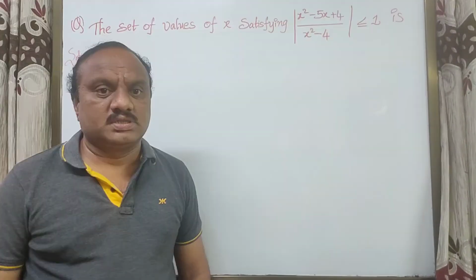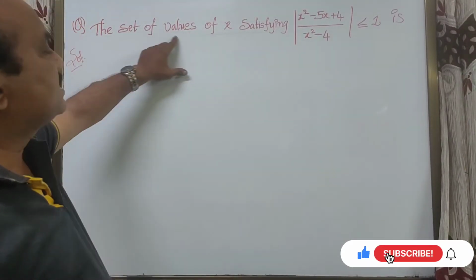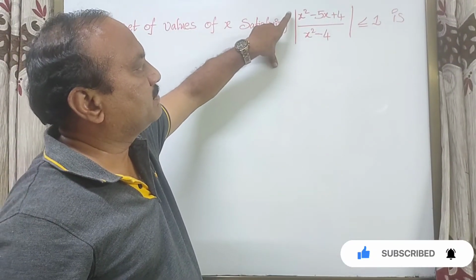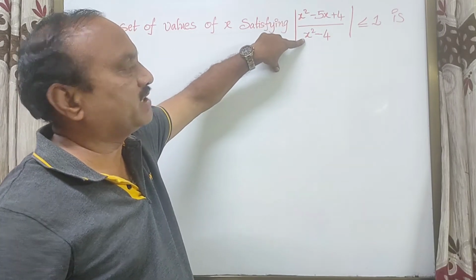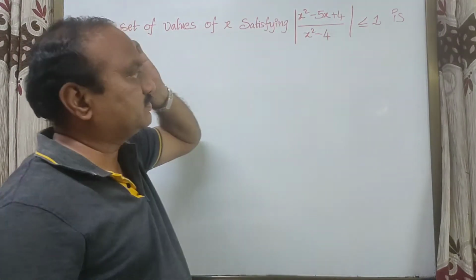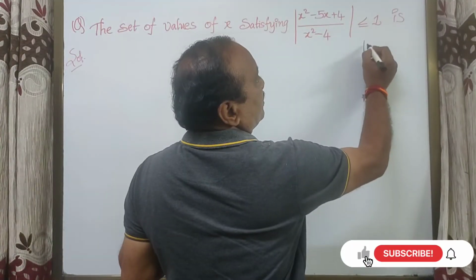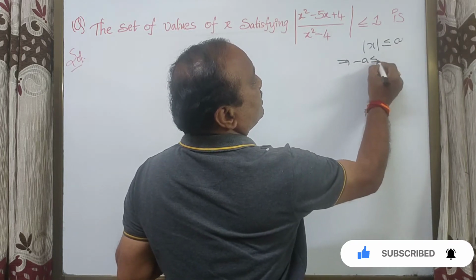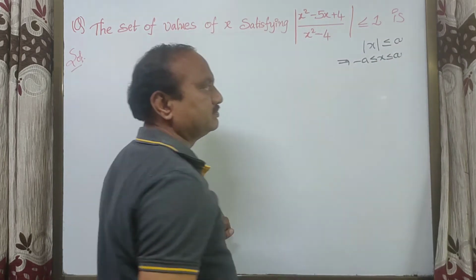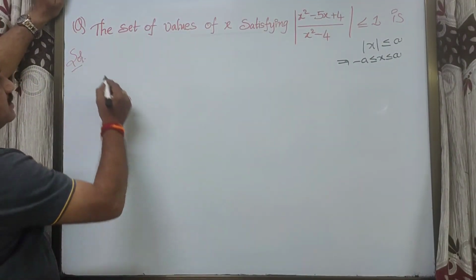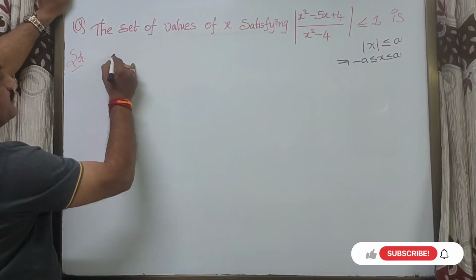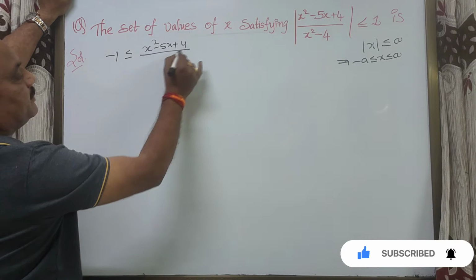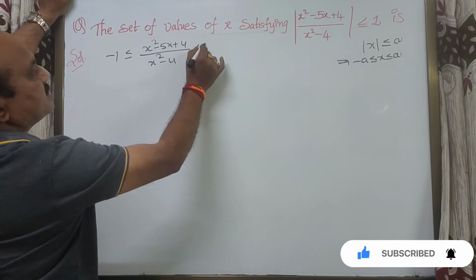Understood, students? See this question, students. The set of values of x satisfying mod of x square minus 5x plus 4 by x square minus 4 less than or equal to 1. Students, the important point is mod x less than or equal to a implies minus a less than or equal to x less than or equal to a. So from that, the given inequality becomes minus 1 less than or equal to x square minus 5x plus 4 by x square minus 4 less than or equal to 1.